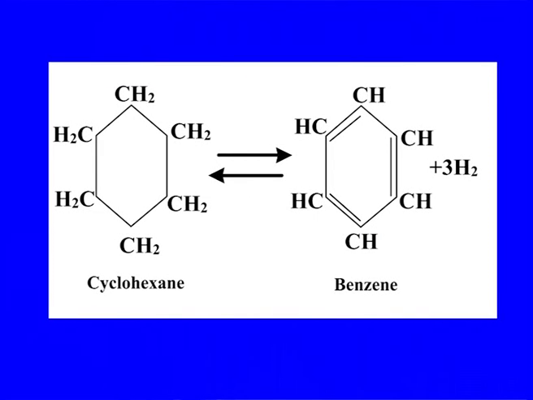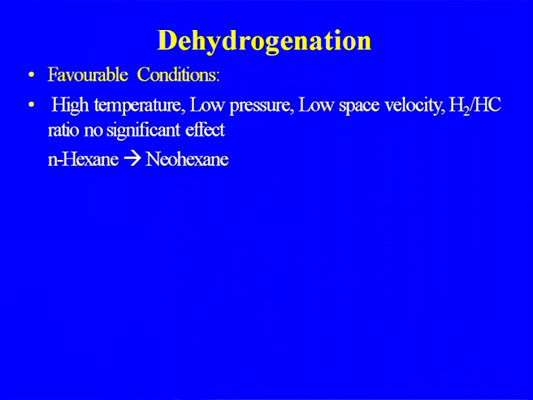This is the reaction that is taking place here, actually cyclohexane that is converted to benzene. Dehydrogenation, favorable conditions, already we discussed: high temperature, low pressure, low space velocity. The hydrogen to hydrocarbon ratio, as I told you, is not having a significant effect. And this is another reaction that is taking place during the dehydrogenation.